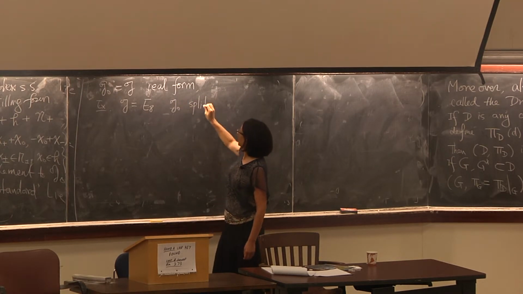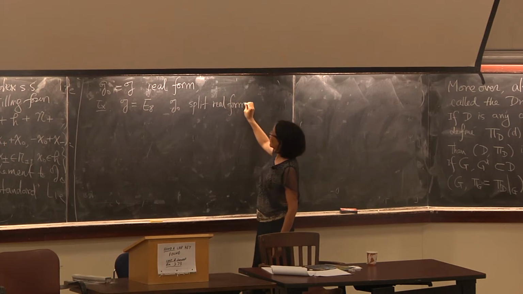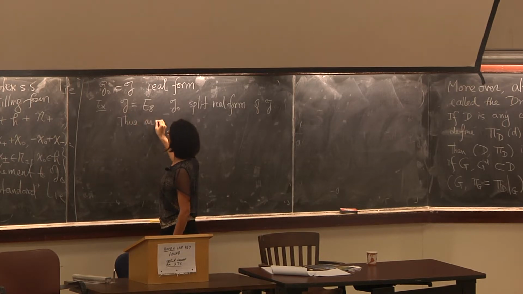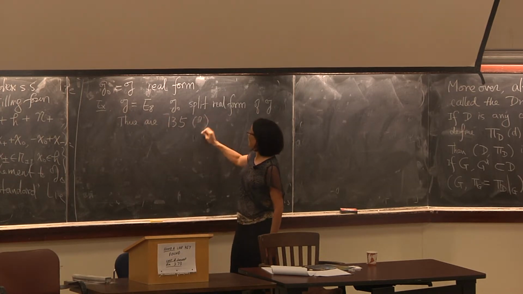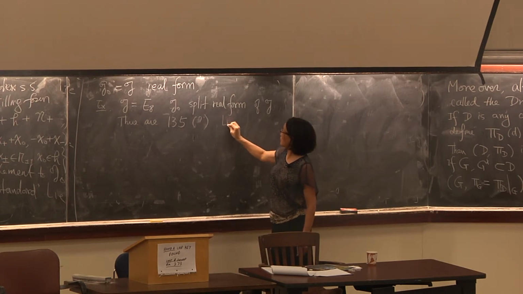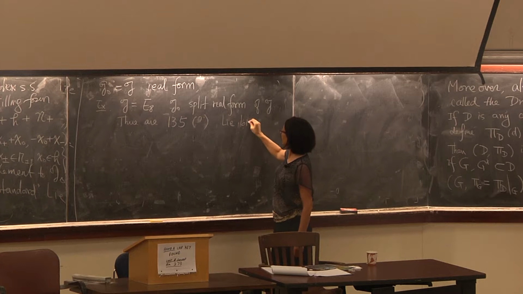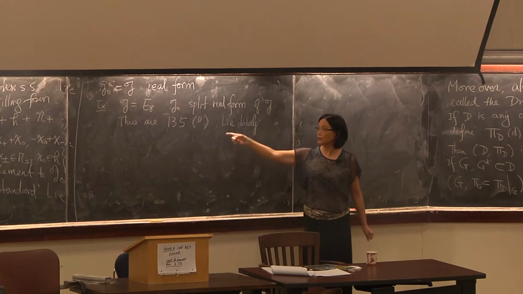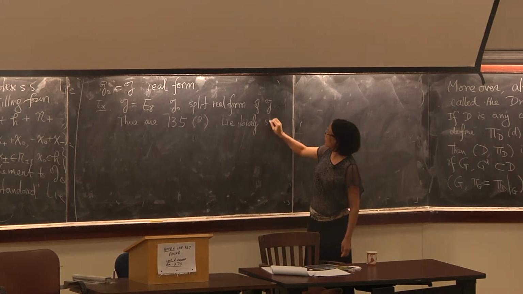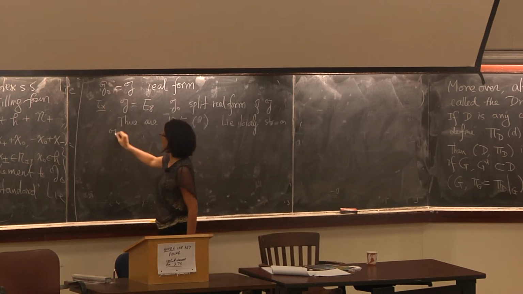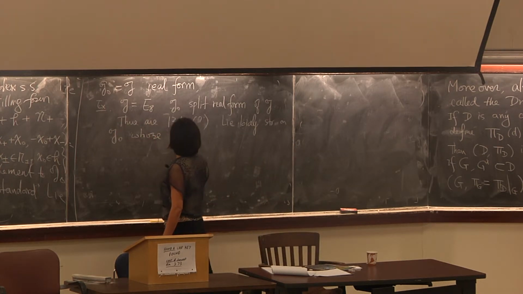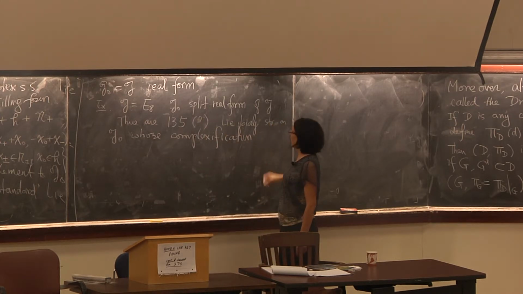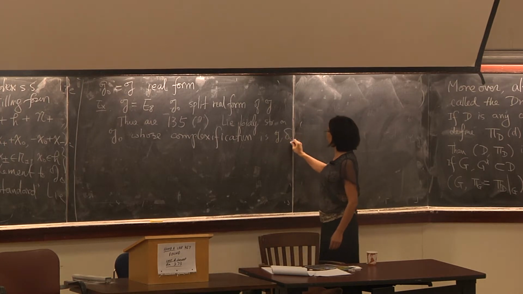split real form of G, then there are something like 135 Lie bialgebra structures. So this is up to isomorphism. You have to define what you mean by isomorphism, but up to conjugation, Lie bialgebra structures on G0 whose complexification is the standard one. Delta is the standard one.